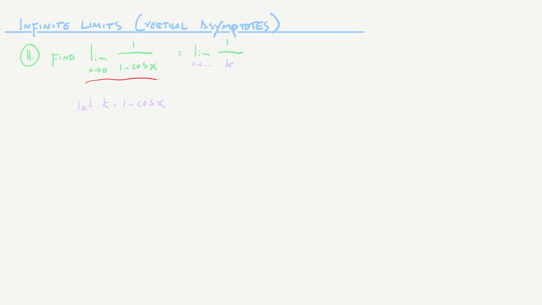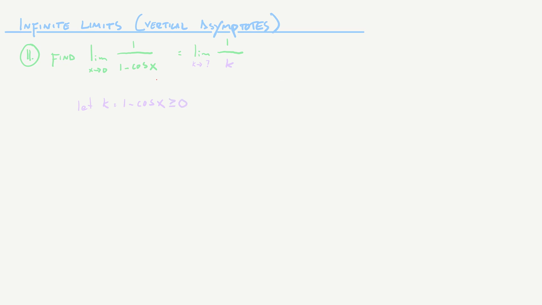Right? So the limit as x approaches 0 of 1 over 1 minus cosine x is the same as the limit of 1 over k as k approaches, well, we don't know yet, right? We have to kind of figure that out. So we have to ask the question, well, what is k doing as x approaches 0?